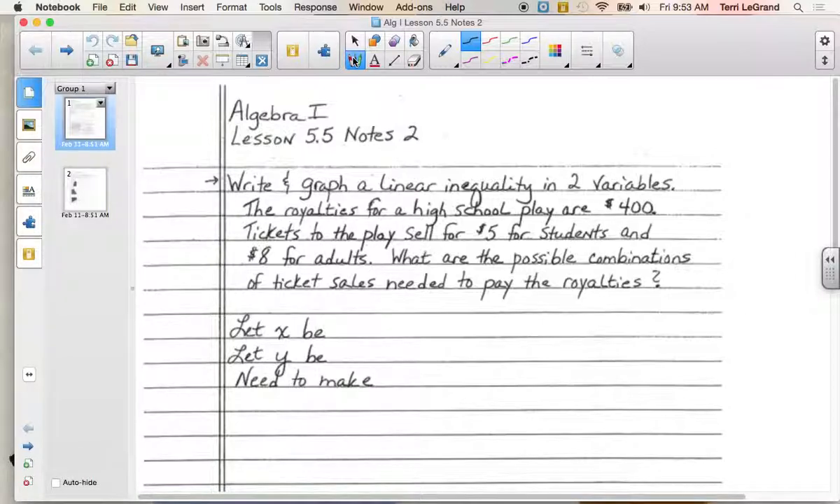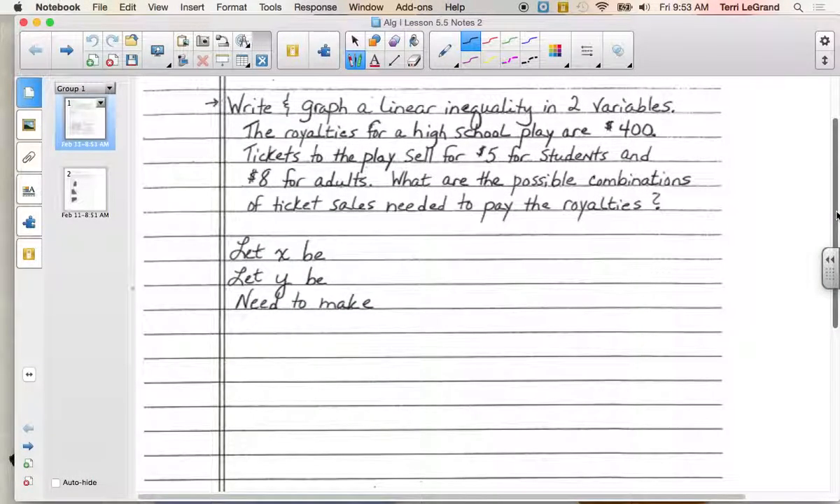But instead of an equation today, we're going to be setting up an inequality. Okay? So we have our problem here. It says the royalties for a high school play are $400. What does the royalties mean? We're talking about king and queen or what? The royalties for a high school play are $400.